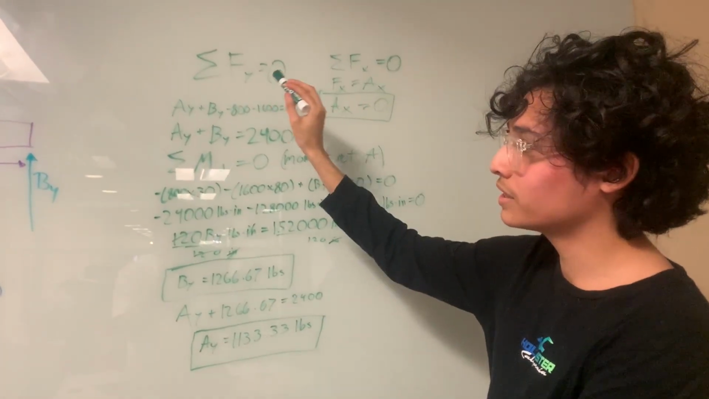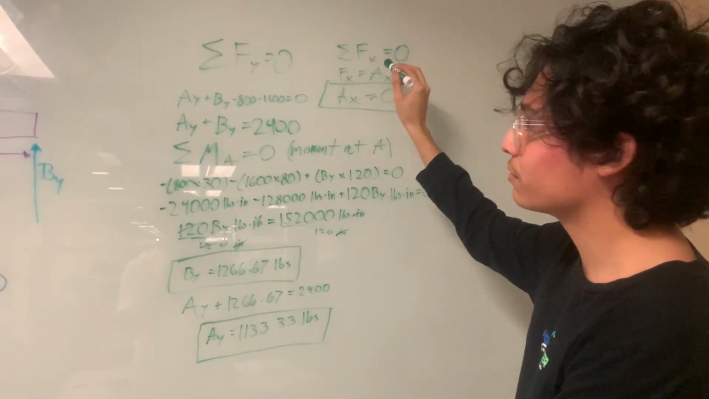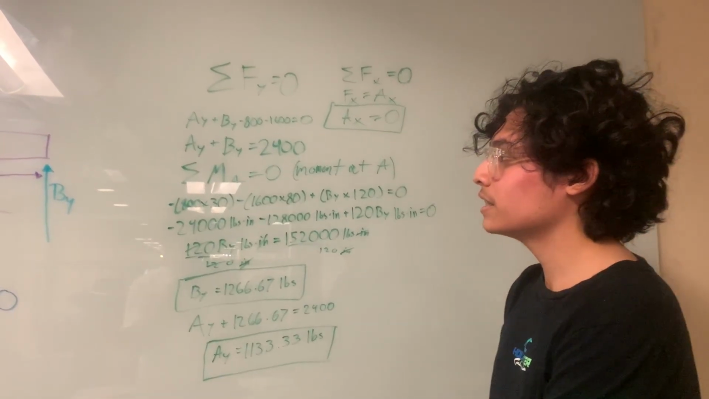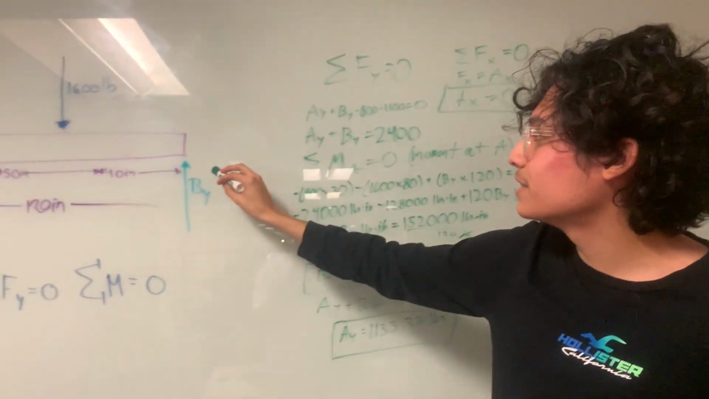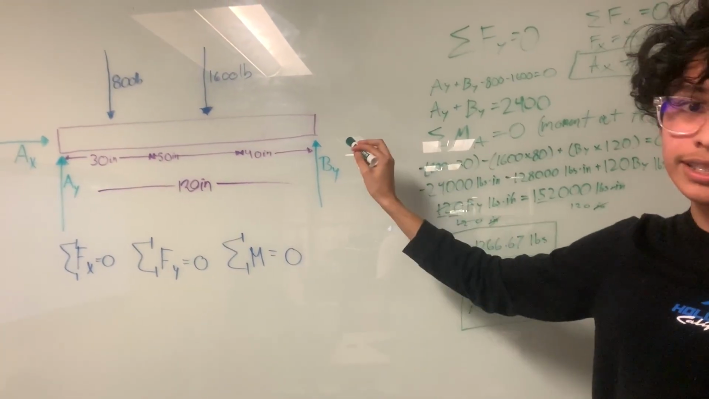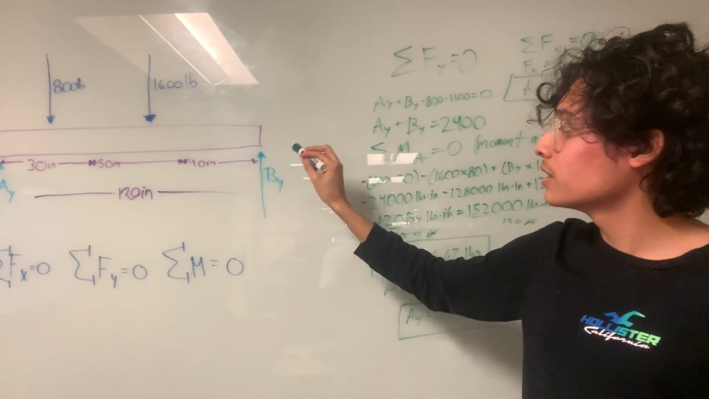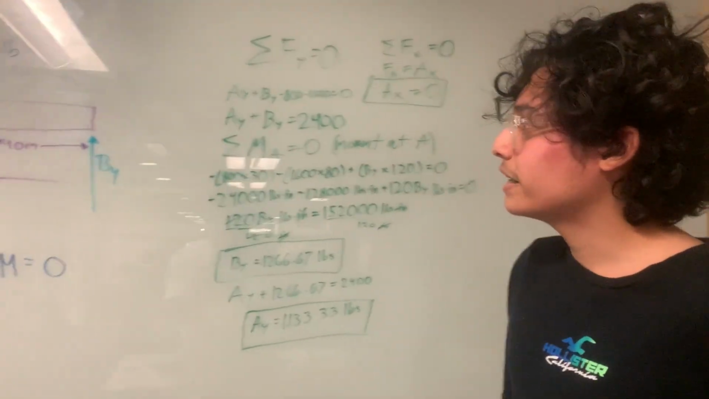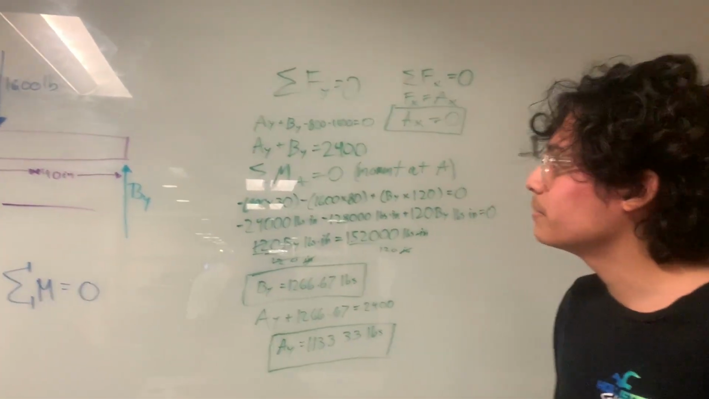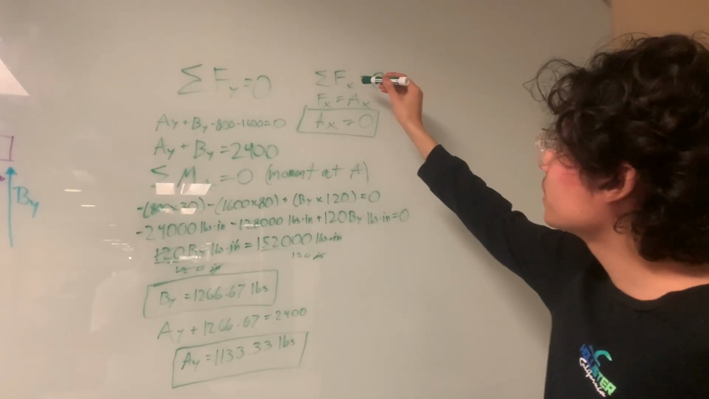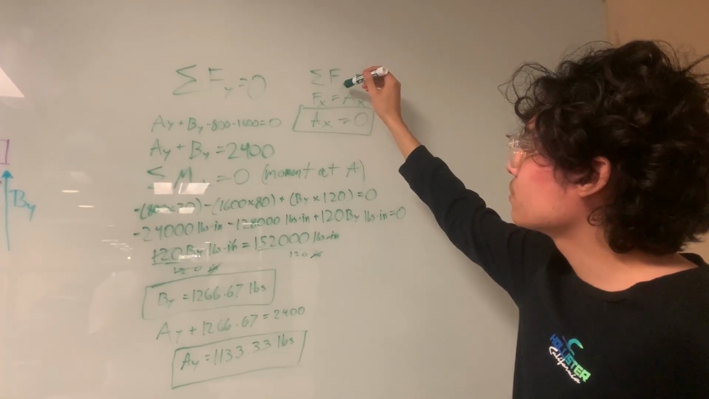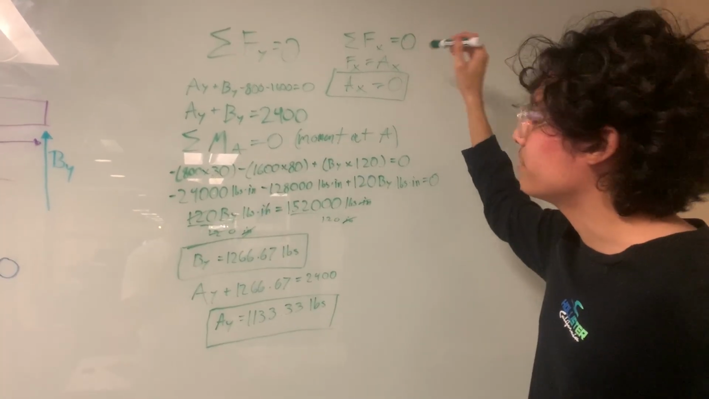So, as we established with this problem, we're going to have two summations of forces. We're going to have the force in the Y direction, and we're going to have the force in the X direction. Since we already established that point B is going to be a roller reaction, we know that there's not going to be any kind of X force for point B. So the only X force for this entire beam is going to be at point A, which means that the summation of the forces in the X direction is just going to be equal to Ax.